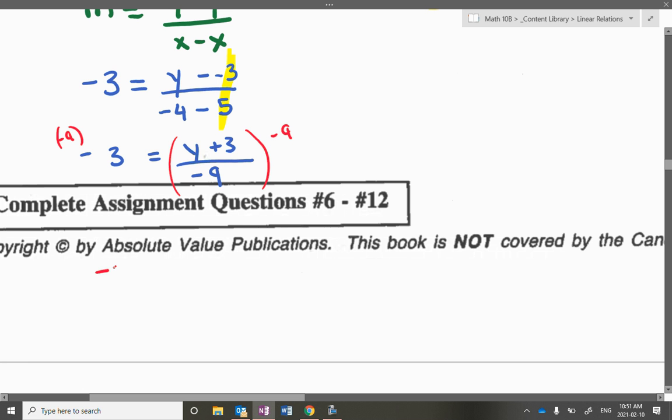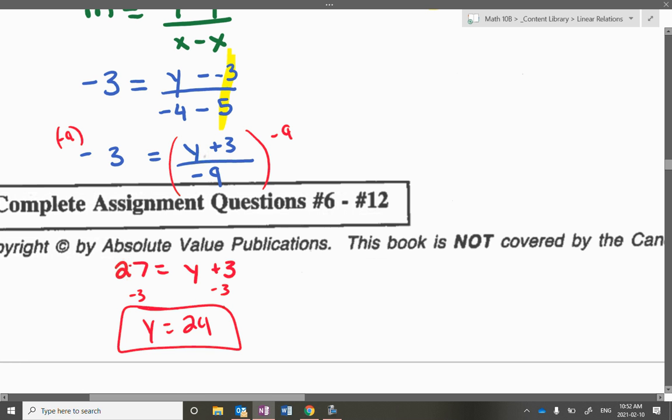So I get positive 27 is equal to y plus 3. How do I get y by itself? Good, it's -3. So y is equal to 24.